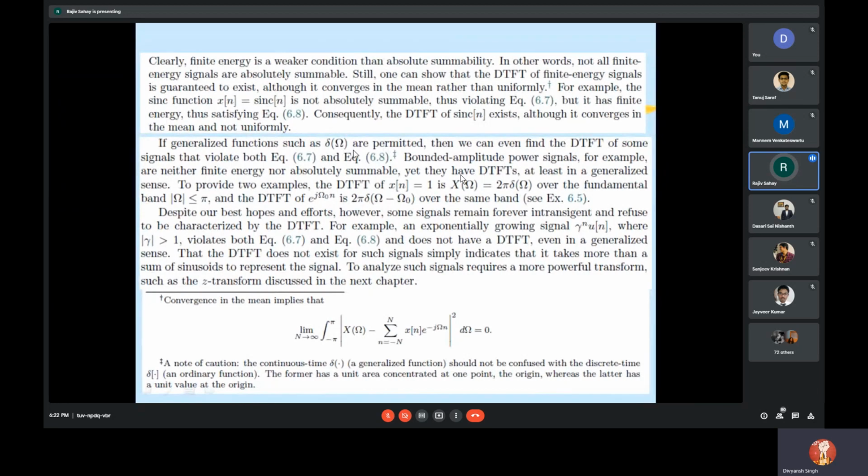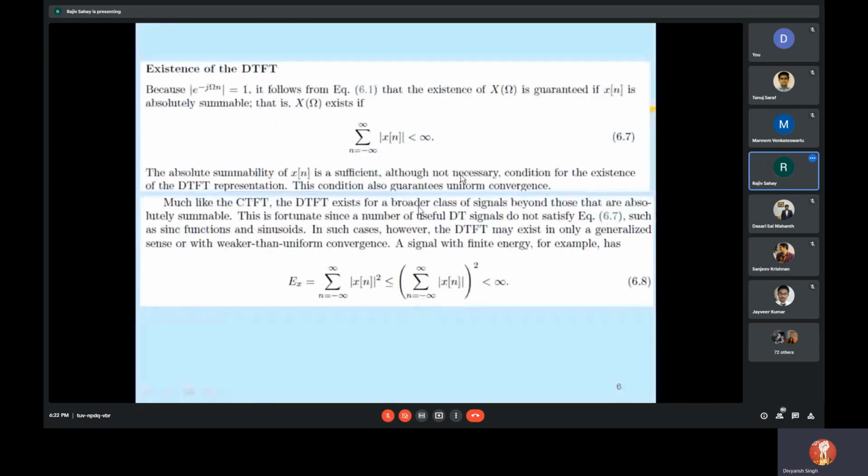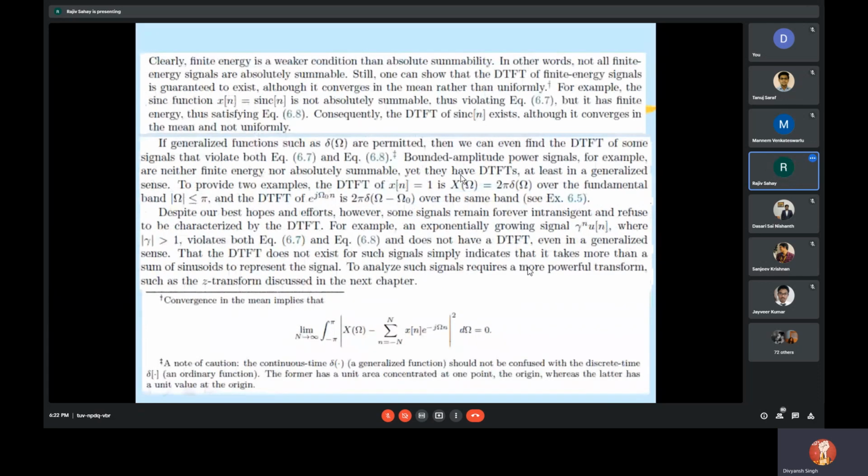So if we use generalized functions such as Dirac delta, then we can even find the DTFT of some signals that violate both 6.7 and 6.8. That means both these two conditions are violated. Neither is the signal absolutely summable, nor does the signal have finite energy. A sinusoid is such an example. So bounded amplitude power signals, for example, are neither finite energy nor absolutely summable, yet they have DTFTs. Okay. So the DTFT of x of n equal to 1 is this.